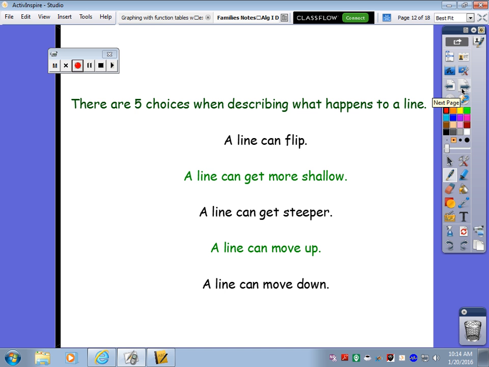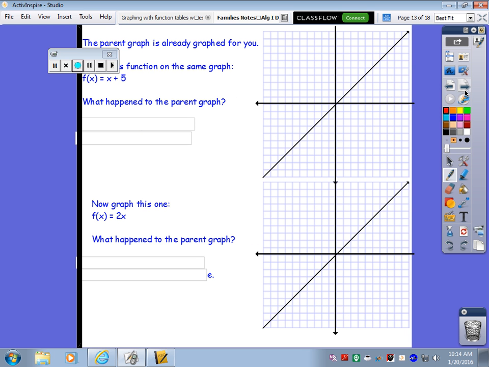A line can flip, i.e. the slope goes the opposite direction. A line can get more shallow. A line can get steeper. A line can move up the y-axis. The line can move down the y-axis.